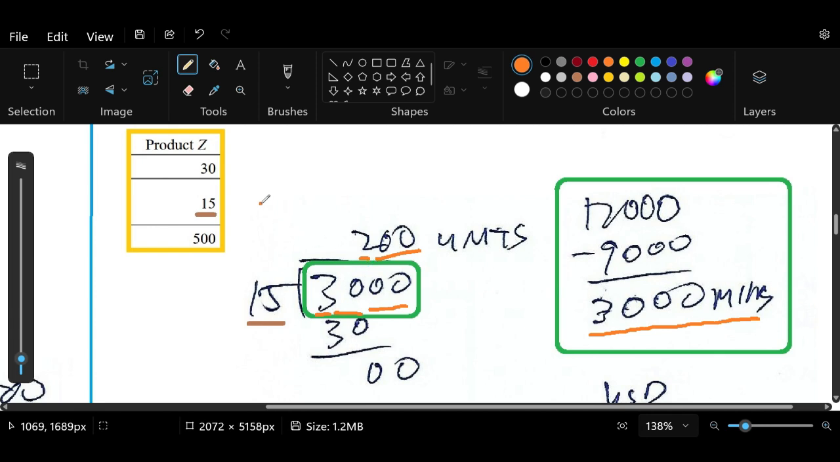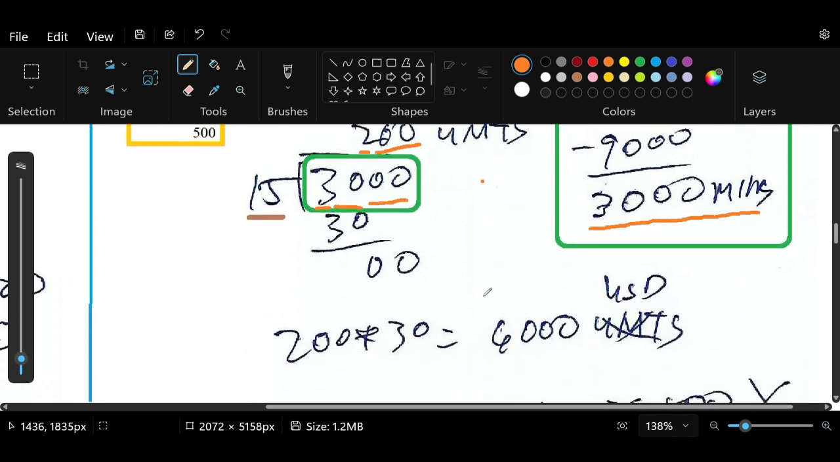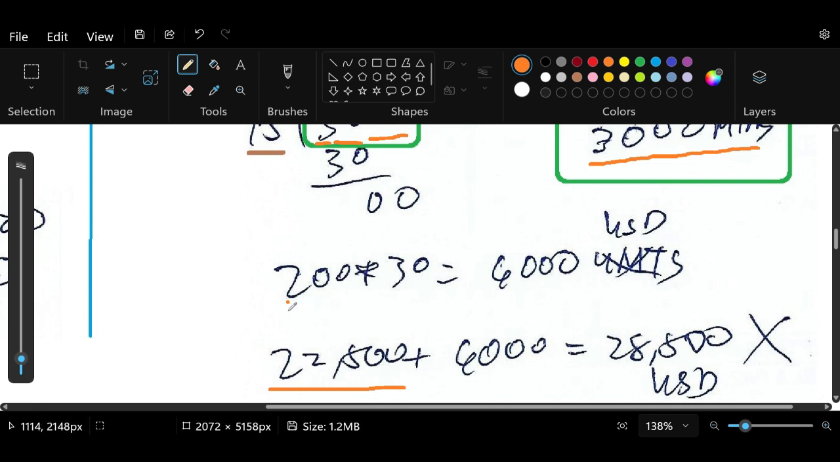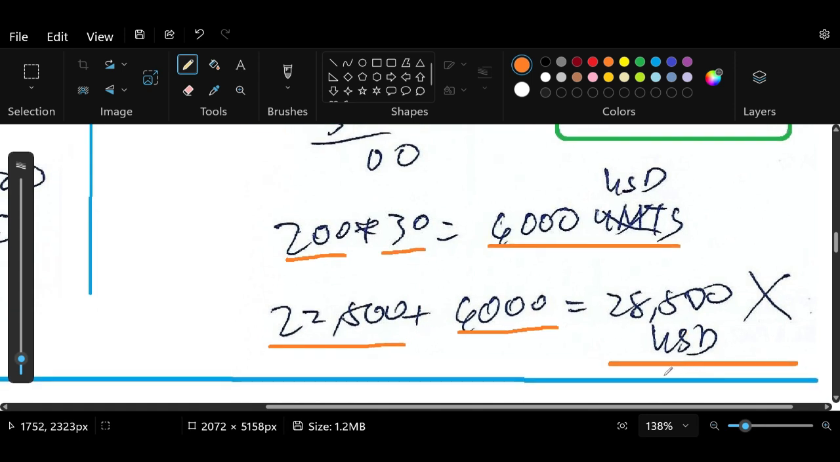And next, we need to know how much money we can make. And to do that, if the maximum number of units is 200 and per unit we earn $30, that would be $6,000. And that's why we have 6,000 here, and we add that to product Y, which is gonna give us, let's see, 22,500, and the amount of money that we can make in total is 28,500. But 28,500 is not in any of the choices, so this is incorrect.